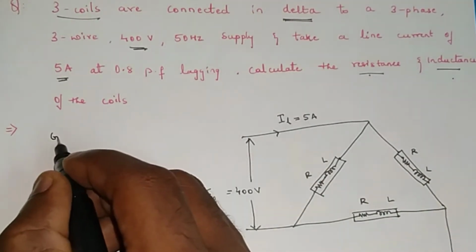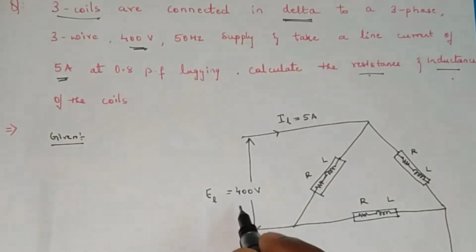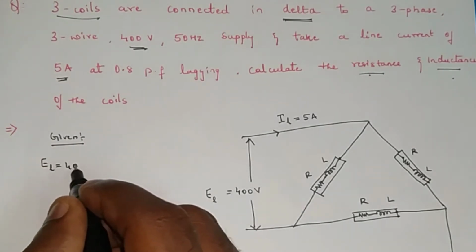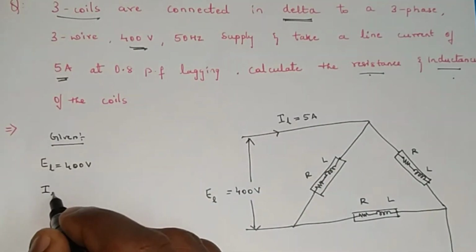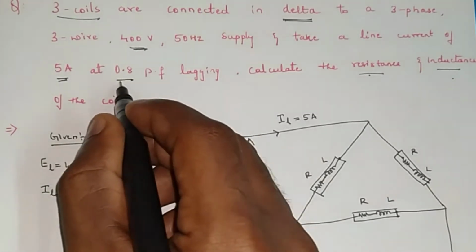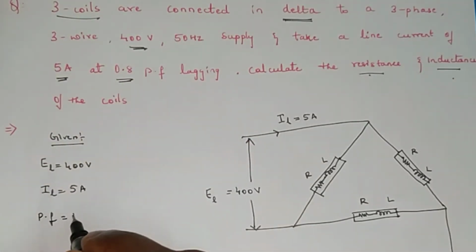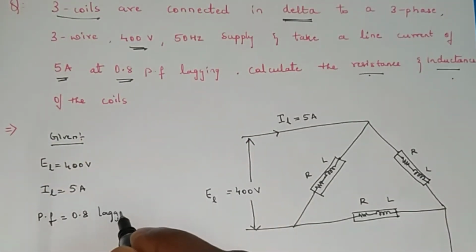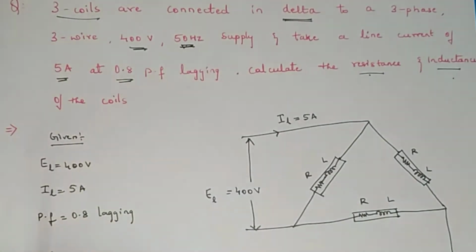We'll write down the given data. Line voltage is given as 400 volt. Line current is given as 5 amps. Then power factor is given as 0.8 lagging. Then frequency is given as 50 Hz. Then the type of connection is given as delta.